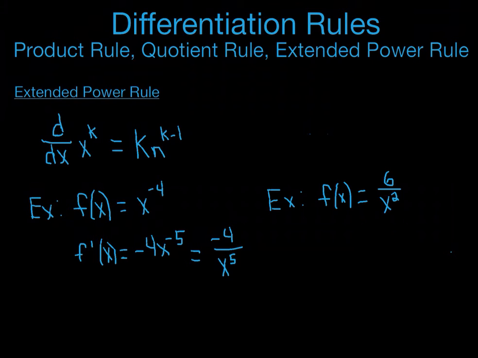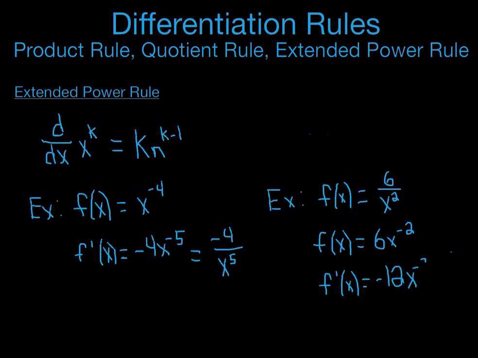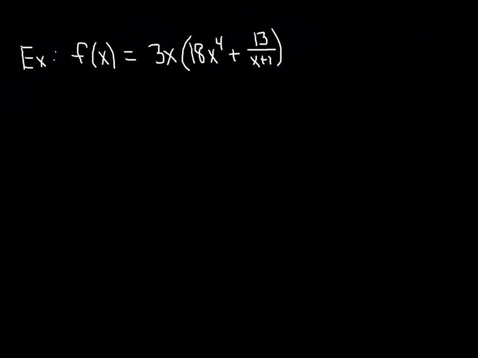Let's look at this next example. This one you might think, oh, got to use the quotient rule, but not necessarily. You can change this function to look like 6 times x to the negative 2 power. And this would actually be an easier way to do it than the quotient rule. So it's just going to be negative 12x to the negative 3rd power.